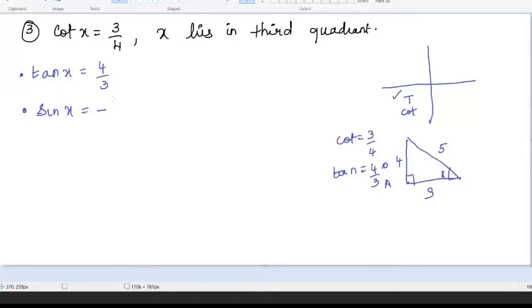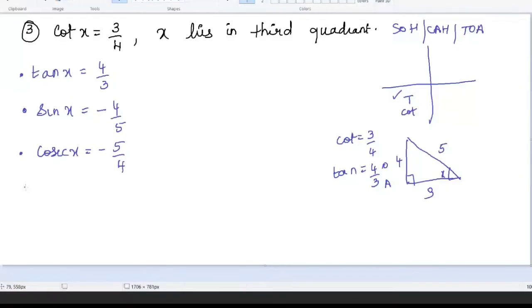Then opposite by hypotenuse, so remember this, so cut over. Here opposite by hypotenuse is 4 by 5. So we are getting minus 4 by 5. This is sine. So therefore cosecant x is equal to minus 5 by 4.